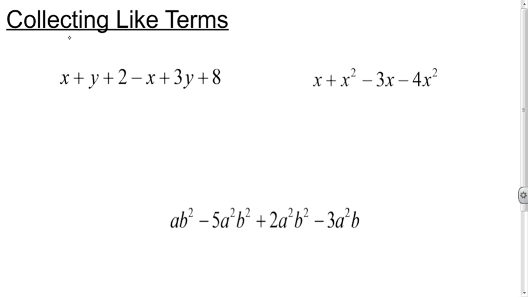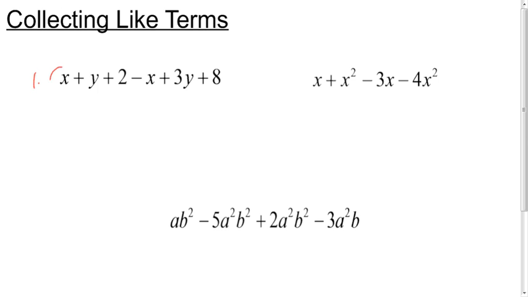Obviously x and y are not alike because it's so obvious. We tend to think of this as apples and oranges. Very obvious. When I get over to this example here, though, it'll bring up some question. Here we've got x and x squared. But let me stick on this first example here, where it says x plus y plus 2 minus x plus 3y plus 8.